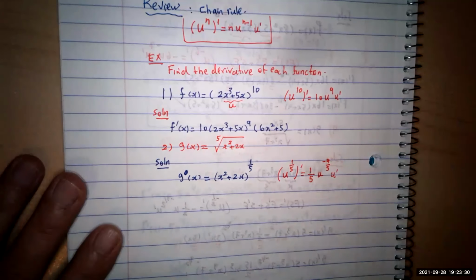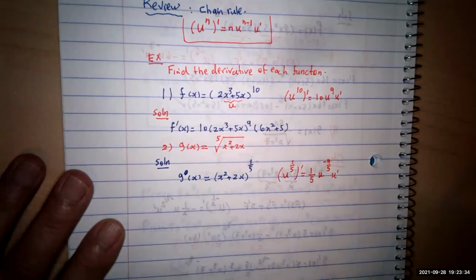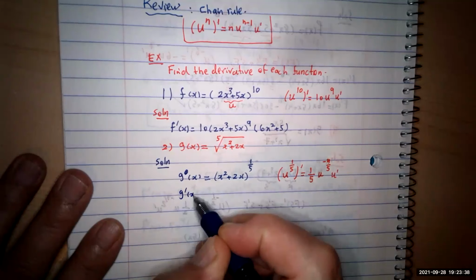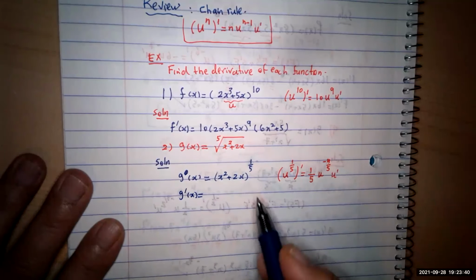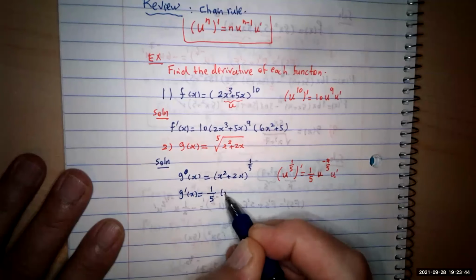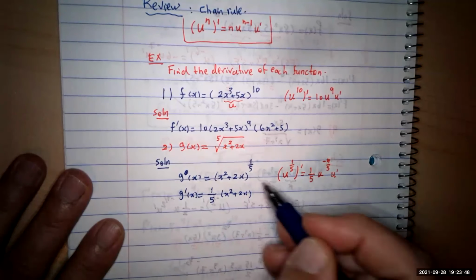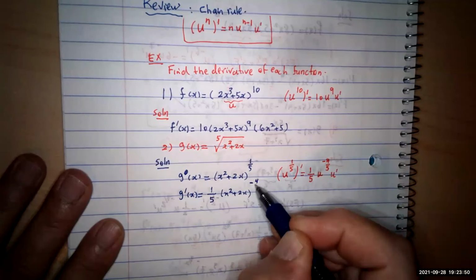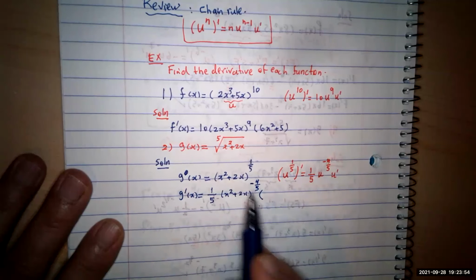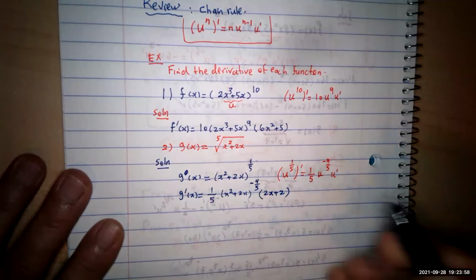That's your formula. Okay, now we can copy that formula and bring the solution here. So what's going to be g prime of x equal to? Power first is going to be 1/5, x squared plus 2x to the negative 4/5. But you have to pay for it, u prime, the derivative of the inside, which is going to be 2x plus 2, and you're done.